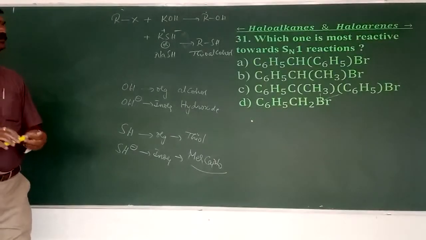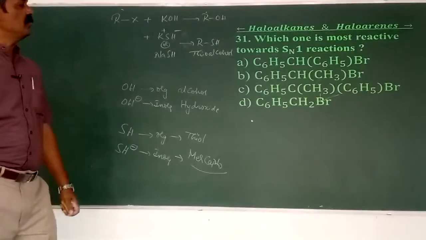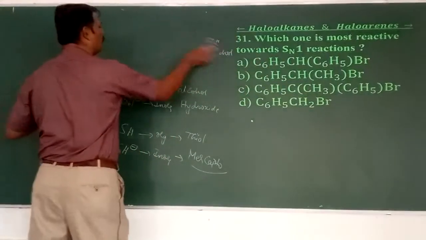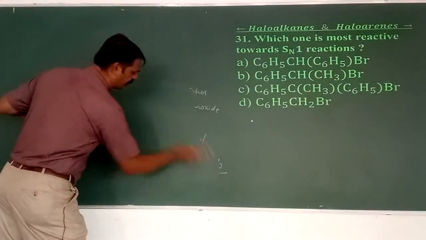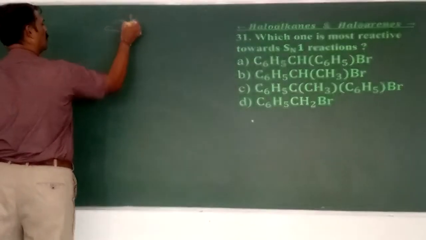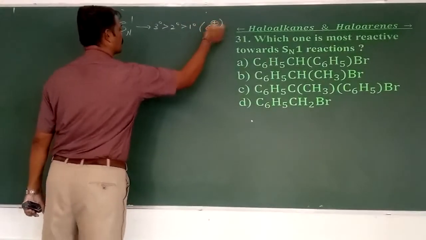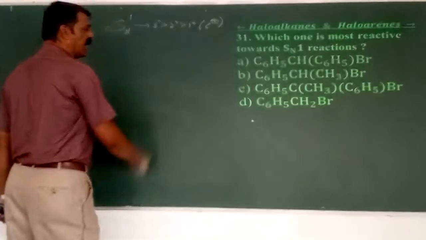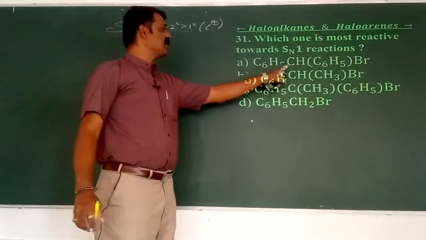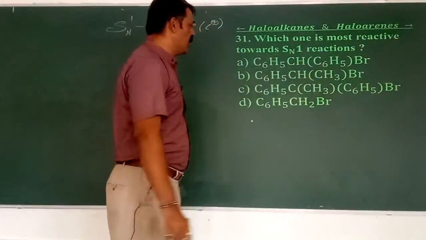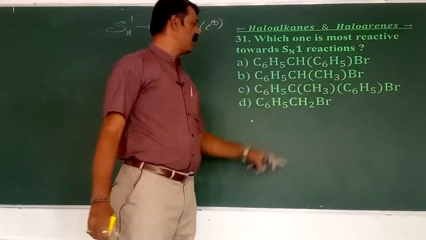Let's have the 31st here. Which one is the most reactive towards SN1 here? SN1 means usually we prefer... SN1 refers to the order tertiary greater than secondary greater than primary, in terms of the stability of the carbocation. In this case, option A is C6H5CH2CH2Br, then C6H5CH(CH3)Br, C6H5C(CH3)2Br, and then this one.